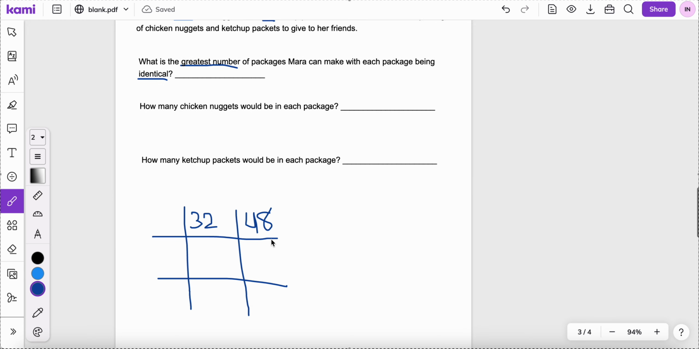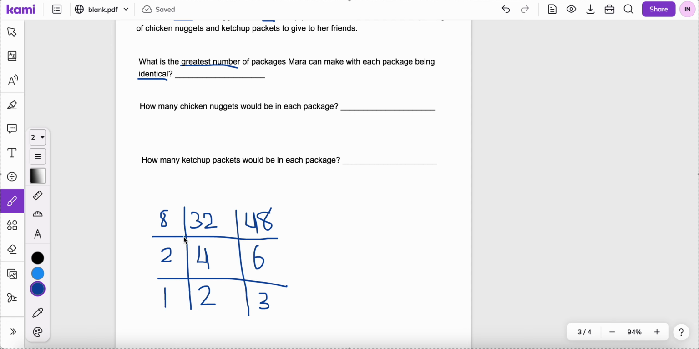Now we need to think of numbers that go into 32 and 48. So I know 8 goes into 32 4 times, and 8 goes into 48 6 times. Now I know that 2 goes into 4 and 6. 2 goes into 4 2 times, and 2 goes into 6 3 times. Now we can't think of any more numbers that go into 2 and 3, so I am going to end that with a 1 since 1 goes into 2 and 3.